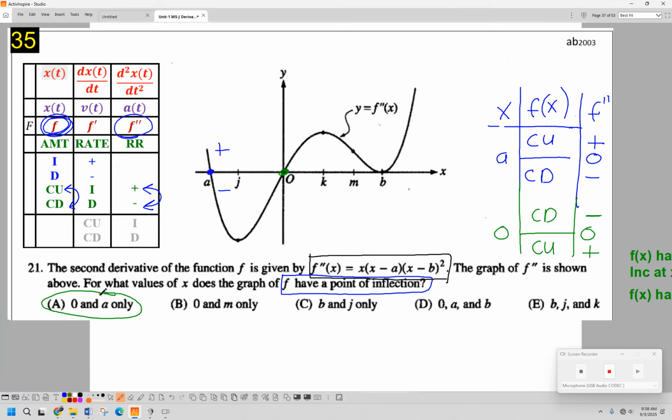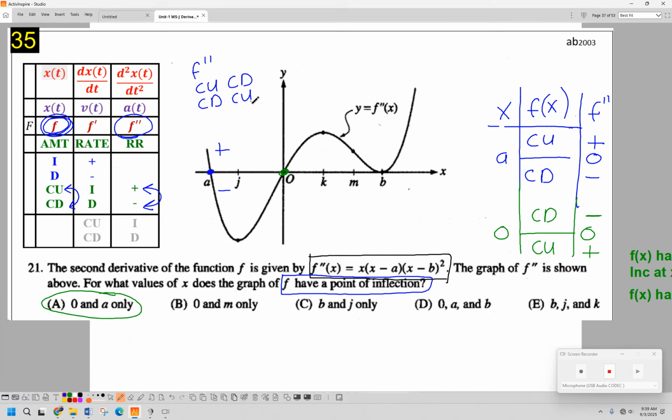F double prime. So if I'm looking at f double prime and I want the inflection point on f double prime, that's a different analysis. What I'm going to do then is pay attention to the concavity of f double prime. I'm looking at the definition: when f double prime changes from concave up to concave down or vice versa, that will be an inflection point on f double prime.